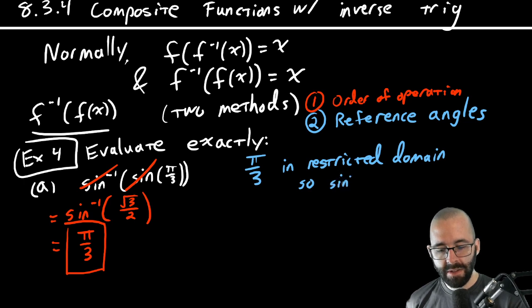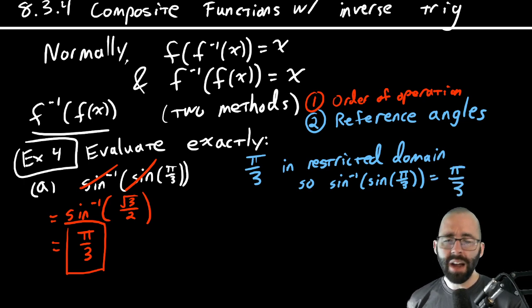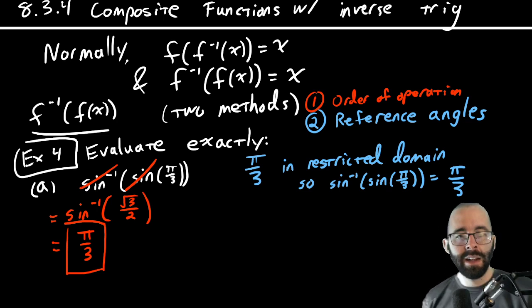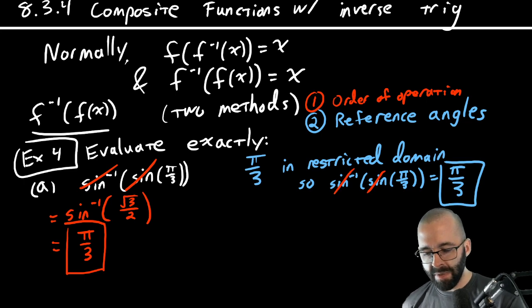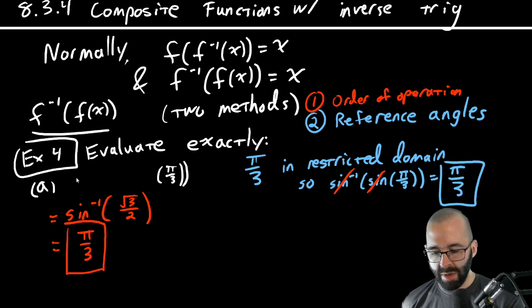So sine inverse, sine of pi over 3. They cancel each other out and we're just left with pi over 3. If pi over 3 wasn't in the restricted domain, this would be harder. But that's kind of what we're doing here. And they cancel out. And again, with this method, we shouldn't be writing it that way. I wanted to erase those red marks.